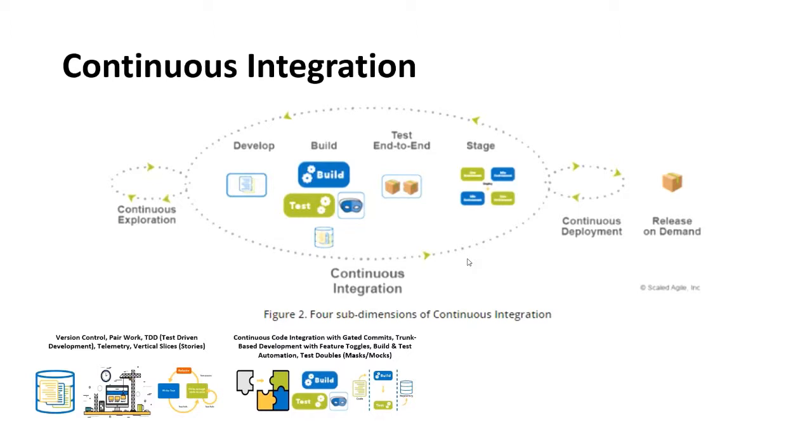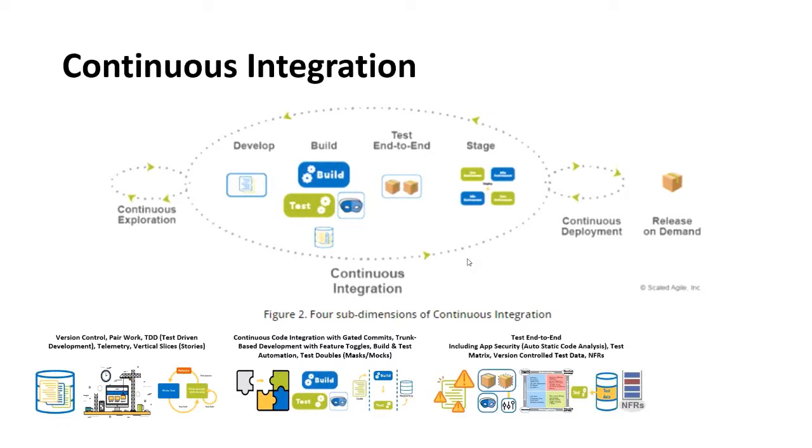Next, we're going to have continuous code integration, and we're going to do this with gated commits. And we do that so that junk doesn't end up in the main line. We're going to use that trunk-based development with the feature toggles that I mentioned before. And we're going to use build and test automation. Now, in order for all this to work easily, we're also going to use something called test doubles. You may know these as stubs and mocks.